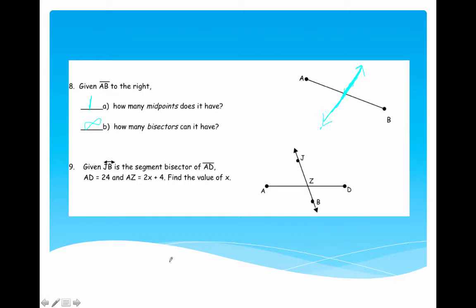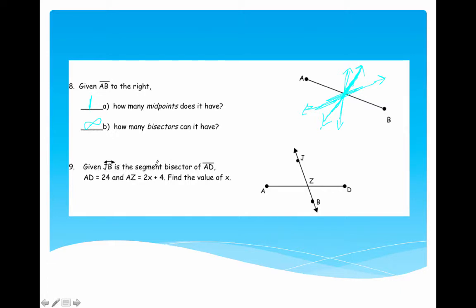So infinitely. Also, I failed to mention, it could have gone this way. It doesn't have to be perpendicular. So even if you restrict yourself to lines, there are infinitely many. You can turn this any direction you want as long as you pass through there.